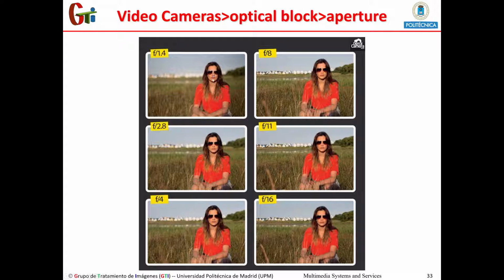This effect of sharpening and blurring of different objects in the scene changes gradually as the aperture, the diameter of the aperture, gets narrower and narrower, until having a very narrow aperture in which everything appears acceptably sharp in the image.